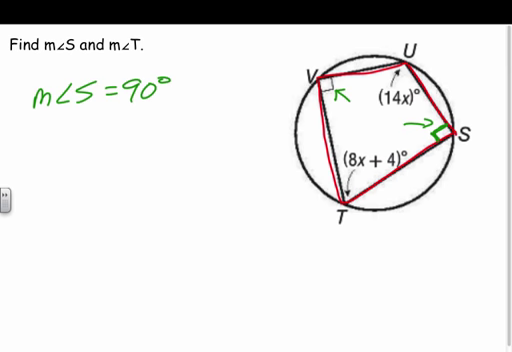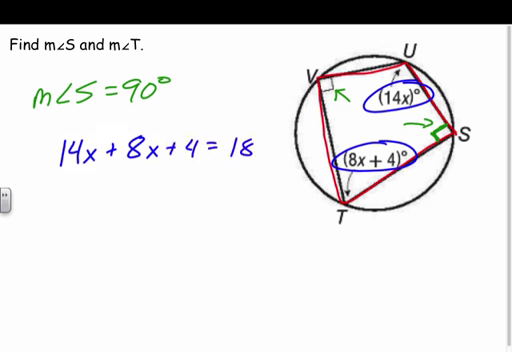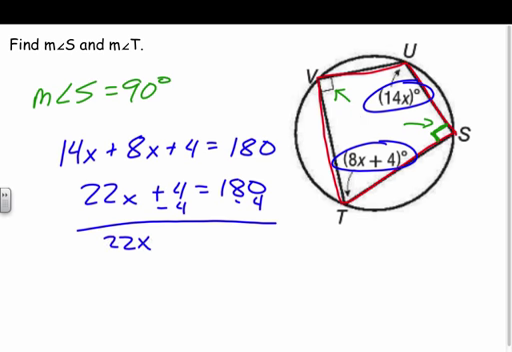And then lastly, we've got 14x and 8x plus 4. They're opposite angles, so they add up to 180. So I can take 14x plus 8x plus 4 equals 180. So I add my x's. I get 22x plus 4 equals 180. Subtract our 4 from both sides. So 22x equals 176, and we divide by 22, and x is going to give us 8. And what does it say? Find the measure of T.